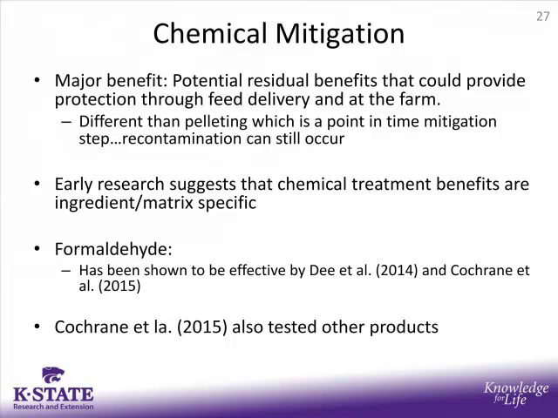I'll touch just a little bit on chemical mitigation, and one of the reasons that we really like this concept is that there's the potential for residual benefits from chemical mitigations that provide protection through feed delivery and to the farm. The real reason that's a benefit is that, as opposed to the pelleting process, which is only a point-in-time mitigation step, there's always the possibility that pelleted feed can get recontaminated somewhere within the feed supply chain.